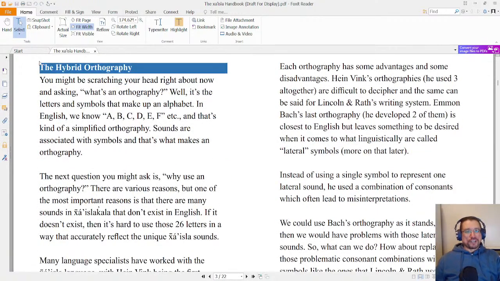So I start off by talking about the hybrid orthography. So you might be scratching your head right now and asking, what's an orthography? Well, it's the letters and symbols that make up an alphabet, to put it in the simplest terms. In English, we know A, B, C, D, E, F, etc. And that's kind of a simplified orthography. So sounds are associated with symbols, and that's what makes an orthography.